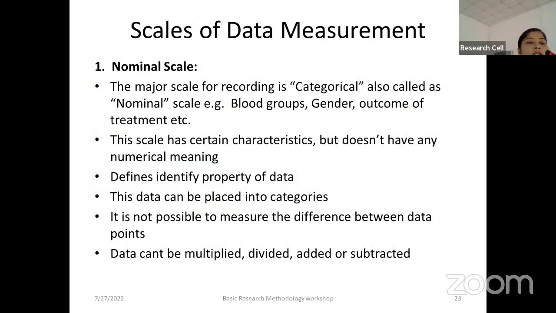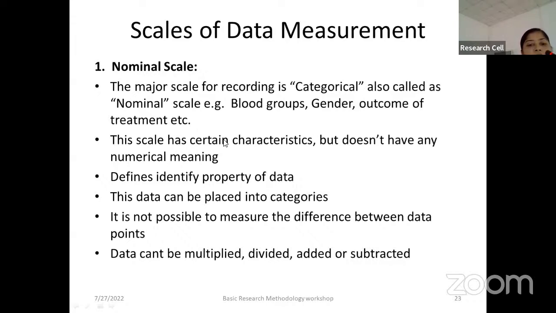So let's see what these are. We have a nominal scale. The major scale of recording in the nominal scale is categorical characteristics. Example: blood groups, gender, outcome of treatment, where the response would be recovered, not recovered. This scale has certain characteristics but doesn't have any numerical meaning. It defines the identity, the property of the data. It will just define the property.